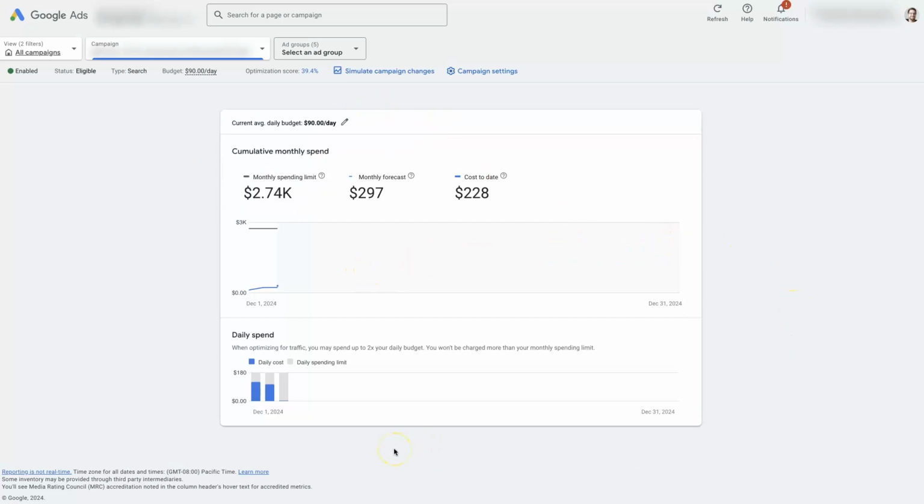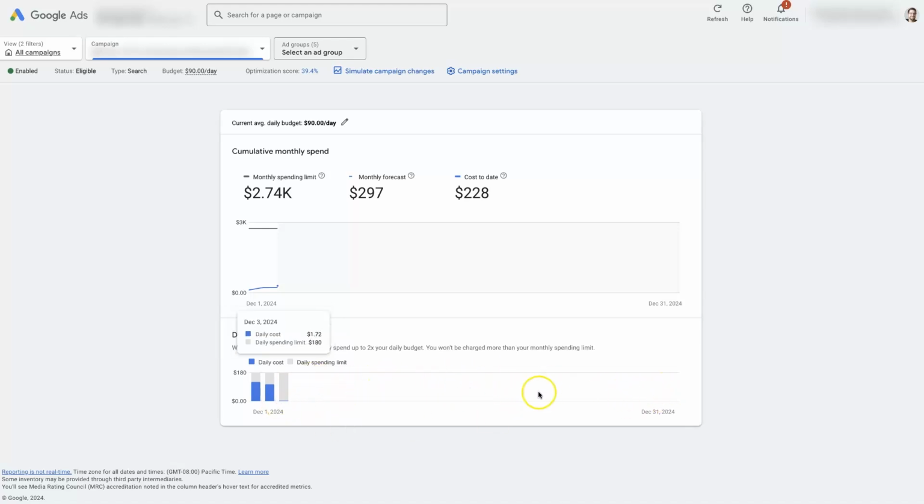And sometimes people freak out about this fluctuation, right? Because it can actually spend 2x your daily budget on any given day. So if you have your daily budget set to $90 and it spends $180 in one day, you might think, oh my gosh, what is happening? But there's likely going to be a day where it only spends like $1 or $2, and so it will even out over the course of a whole month.